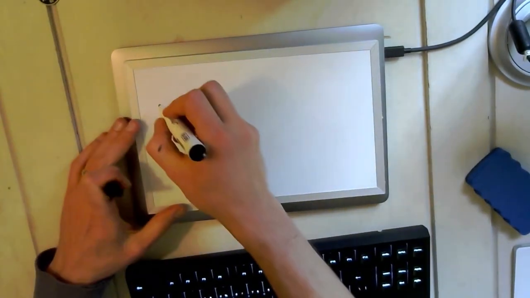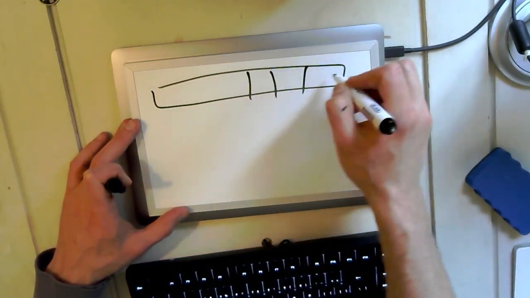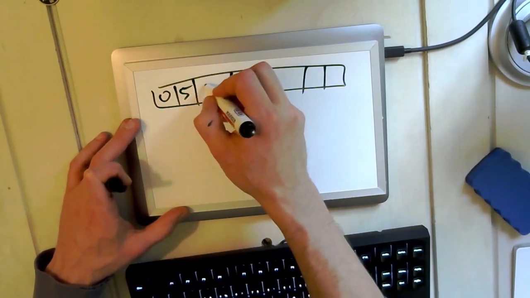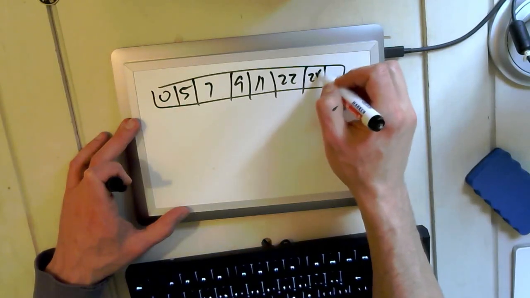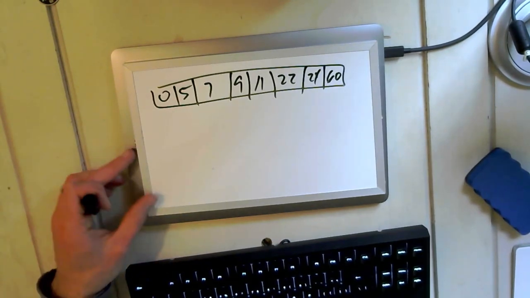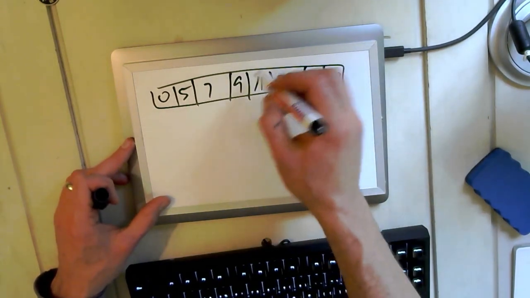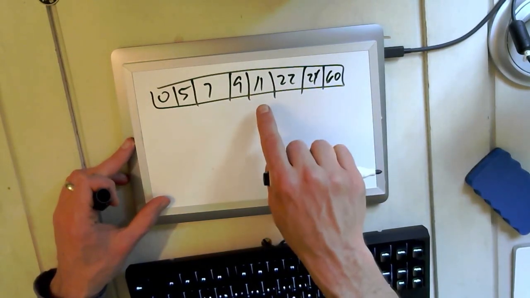Let's fill this data in, and this time I'll try to draw it out a little better since there's no cat here interfering. 0, 5, 7, 9, 11, 22, 24, 60. Let's say I'm looking for the value 25. Actually, no, let's not do 25. Let's do 13. So I pick a value in the middle of the array. I could pick either 9 or 11. I'll pick 11.